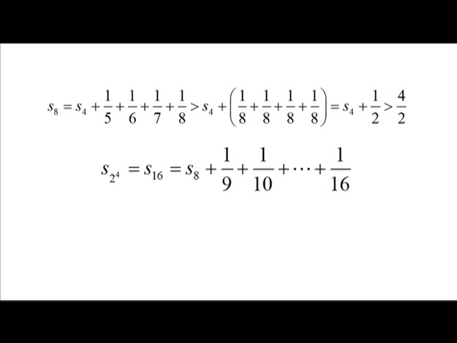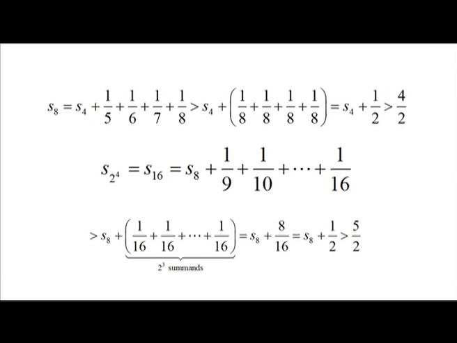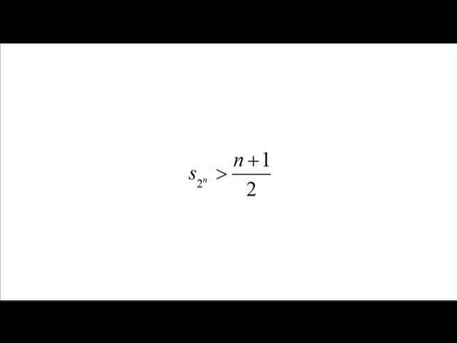Therefore, S_(2^4) = S_16, which is equal to S_8 + 1/9 + 1/10 + etc. + 1/16, which is strictly greater than S_8 + 1/16 + 1/16 + etc. + 1/16 (2^3 summands), which is equal to S_8 + 8/16, which is equal to S_8 + 1/2, strictly greater than 5/2. Therefore, S_(2^n) is greater than (n+1)/2.